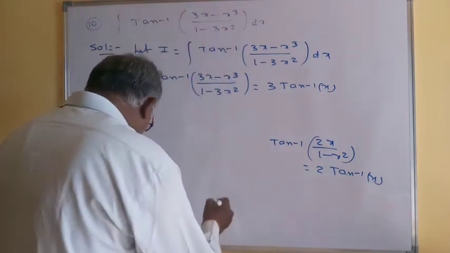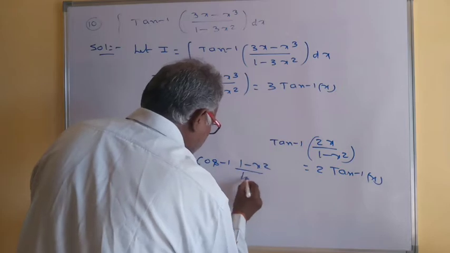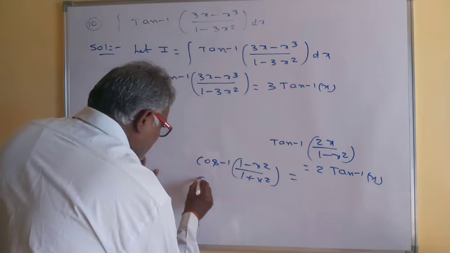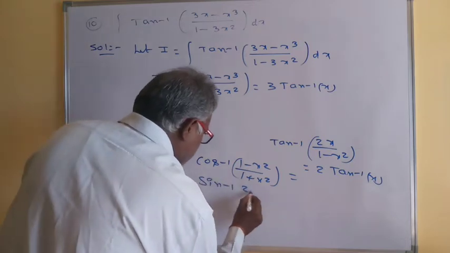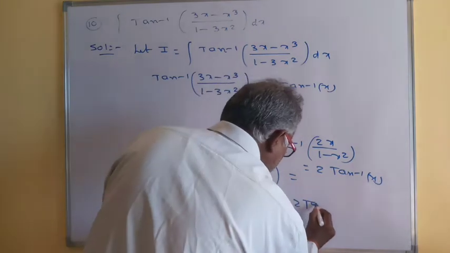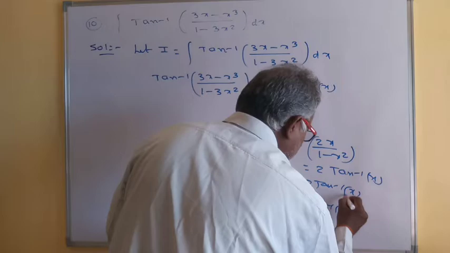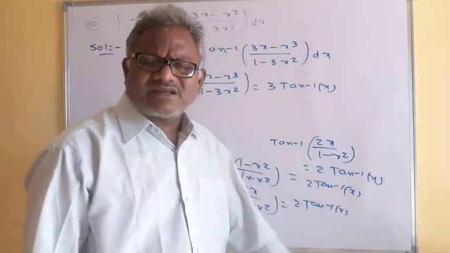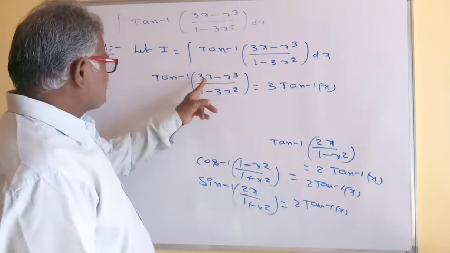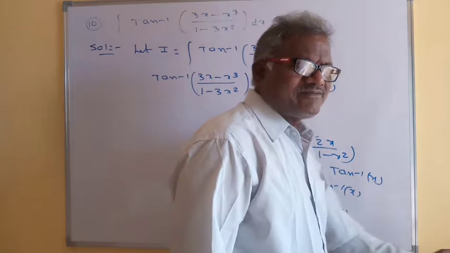Similarly, suppose cos inverse of (1 minus x square) by (1 plus x square). The same gives the result. Similarly, sin inverse of 2x by (1 plus x square) also gives us 2 tan inverse x. So in inverse trigonometric functions, we have to obtain these results. Here also, tan inverse of (3x minus x cube) by (1 minus 3x square) gives us 3 tan inverse x.